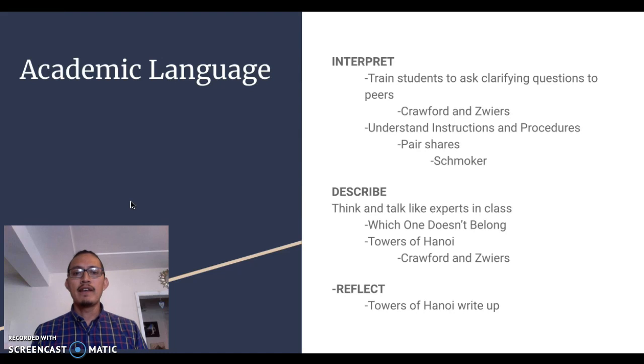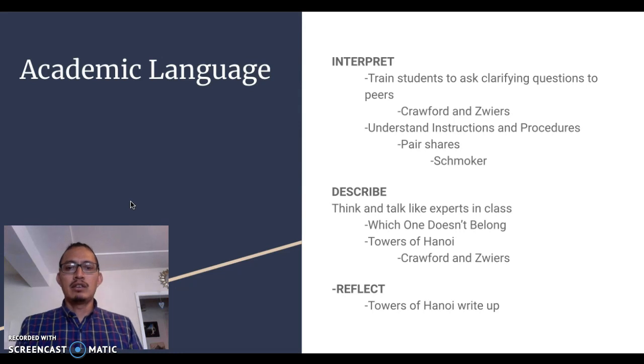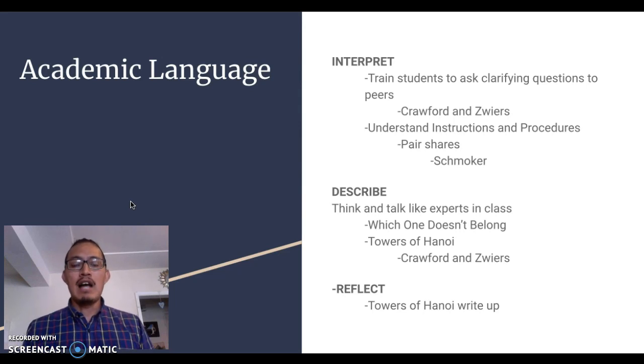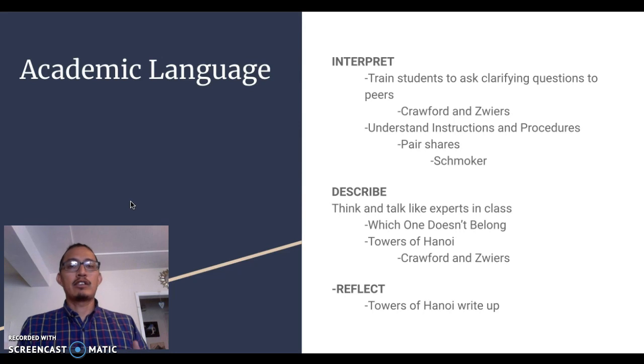With describing, students need to think and talk like experts in a classroom. So there's a warm-up activity I have done in the past, which one doesn't belong, and that gets them talking like experts because I use a lot of mathematical ideas. And with the Towers of Hanoi, after they discover the formula in a later lesson, they were talking about, was this a recursive formula, was it an explicit formula, and what is the sequence?